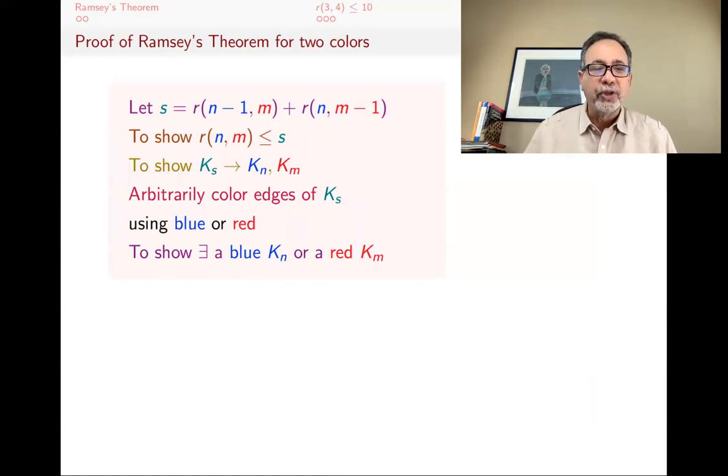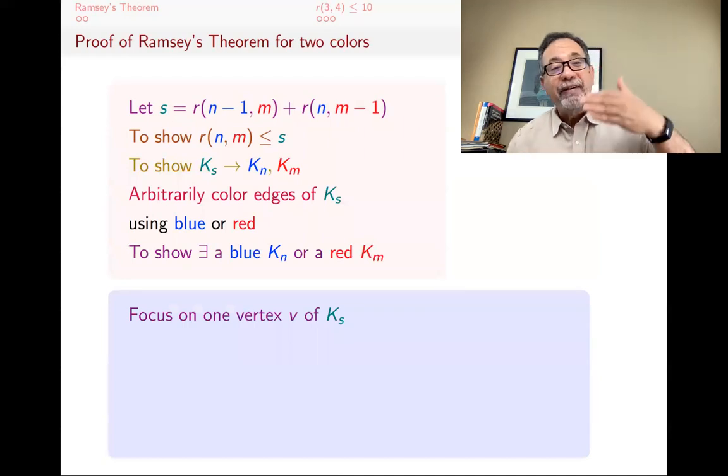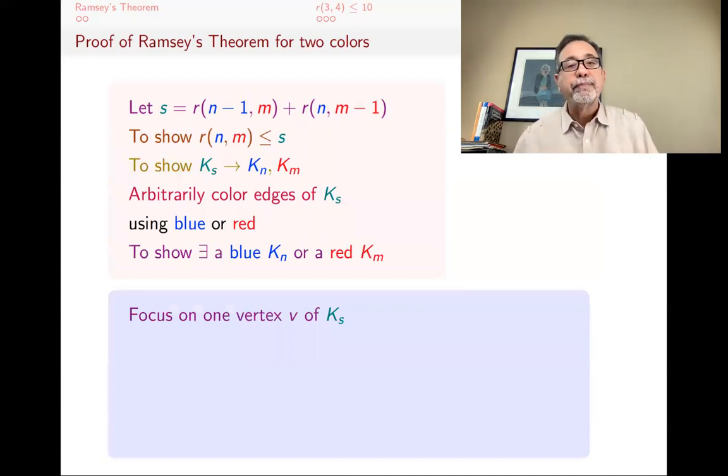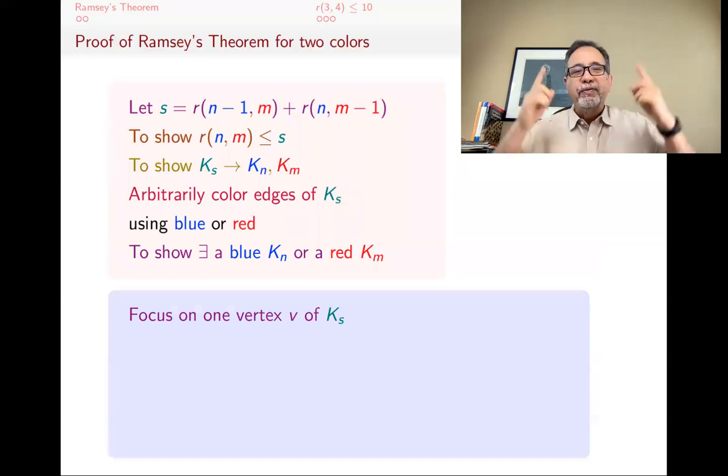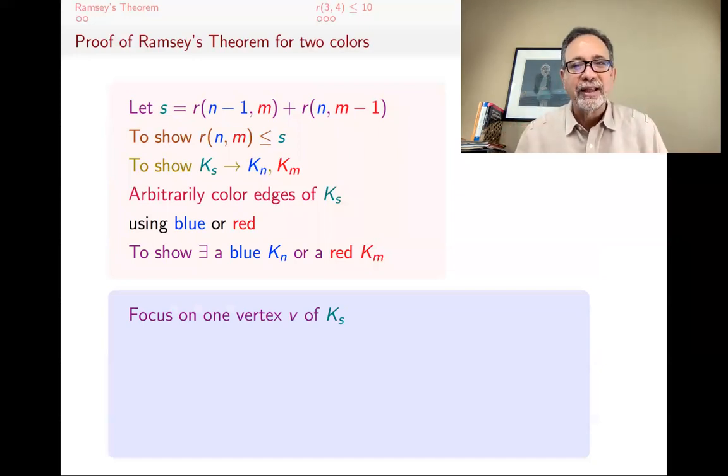Okay, so how am I going to do that? Again, I'm going to repeat the same thing that I did in the case where I showed that R(3,4) is less than or equal to 10. I'll focus on one vertex. I'm not going to draw a graph here because our proof should not really depend on looking at the graph, although that's the thing we always do. We should be able to do this without drawing a graph. So we focus on a vertex V of K_S. The degree of that vertex is S minus 1. It's connected to the other S minus 1 vertices of the complete graph on S vertices.